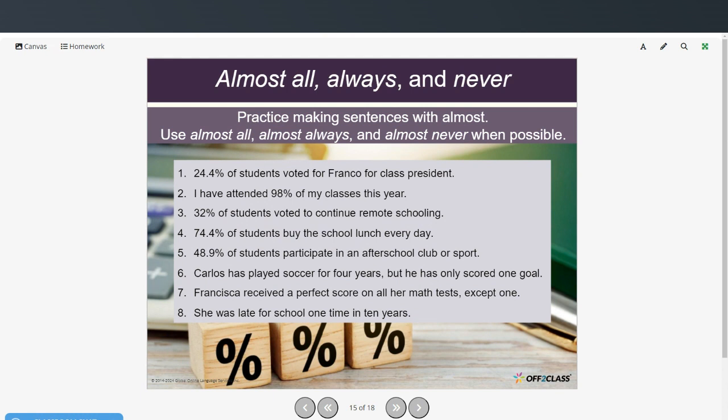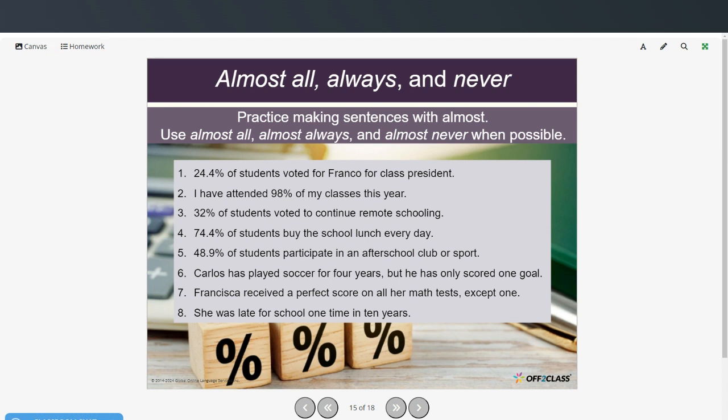So almost all, always, and never. So practice making some sentences with almost. Use almost all, almost always, and almost never whenever possible. You can pause the video and try that on your own, and then restart when you're ready to check your answers.